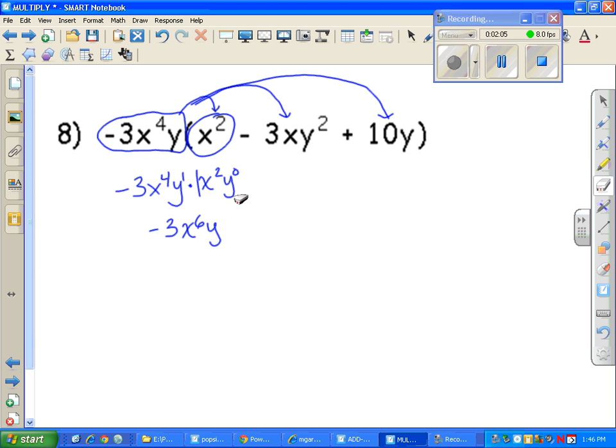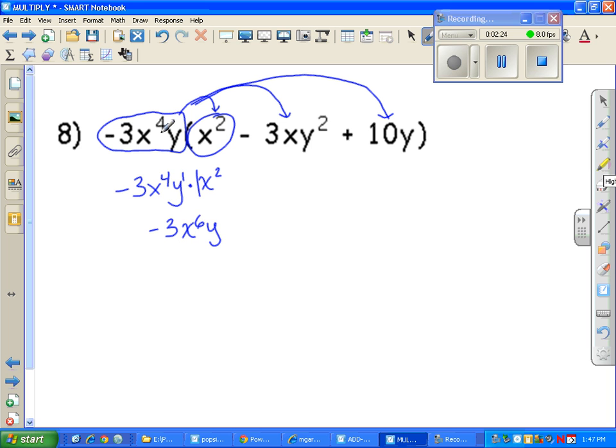Now, we don't typically write this. You're not going to see this, but you'll need to know that if you have a variable and that variable does not appear in the term that you're multiplying by, you'll simply just bring it down in the product. And that's what happened here. Notice there was a y, and in the product there was a y.